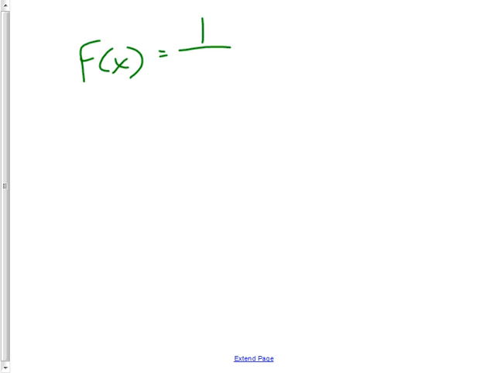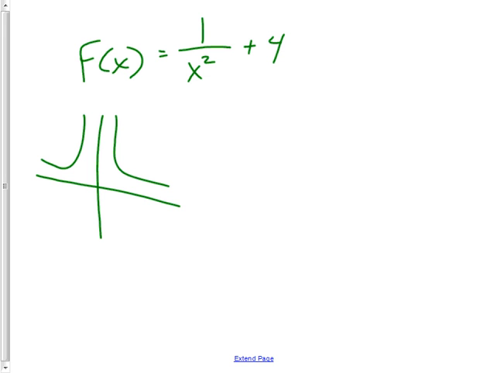1 over what? And is it plus 4 with the x, or is it on the outside? Like that? Okay. Do you remember what the parent one looks like on this? I do. Looks like that. Remember that? Okay. And then this guy is going to get moved where?